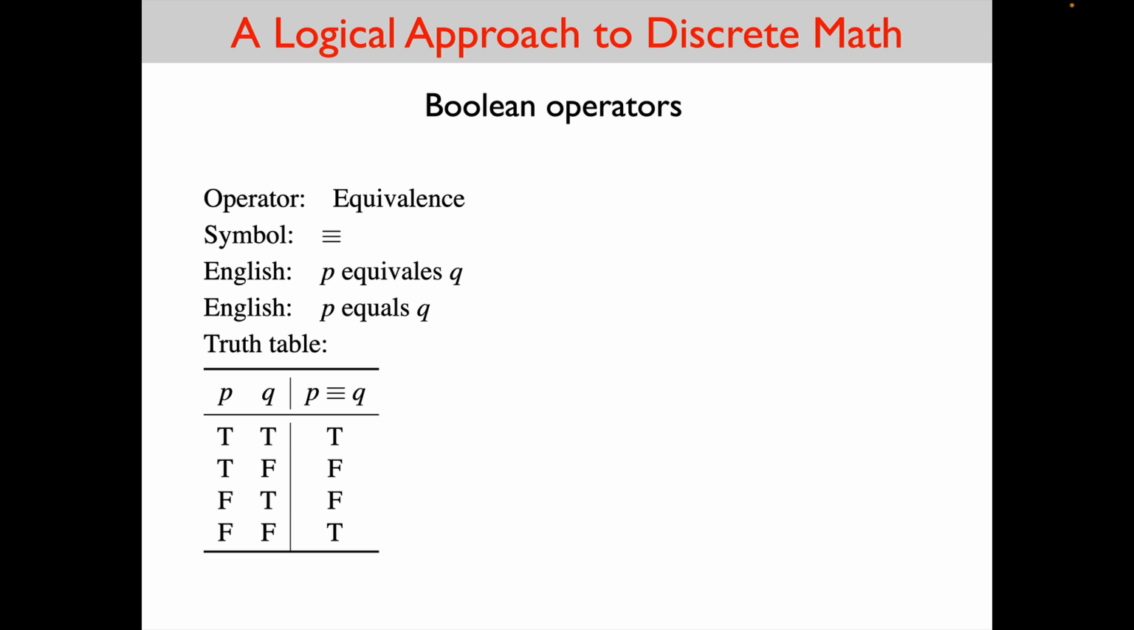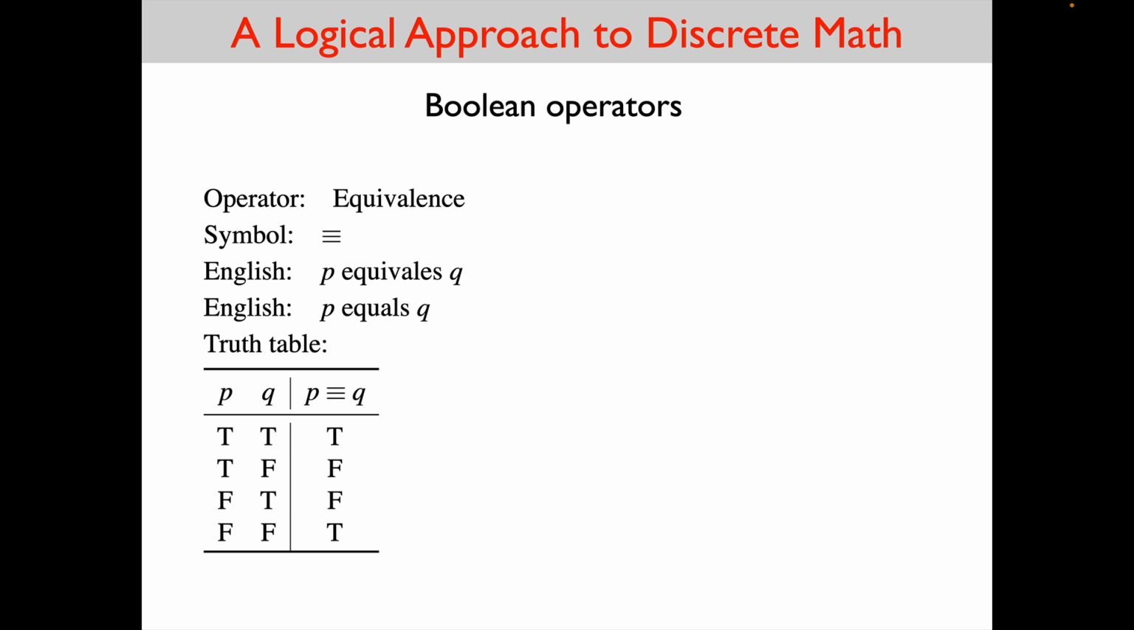So another way to say this is P equals Q, because the equals operator has the same truth table as the equivales operator. They are synonymous. They have some similarities, but then they have differences as well. But the truth tables are one instance where they are the same.